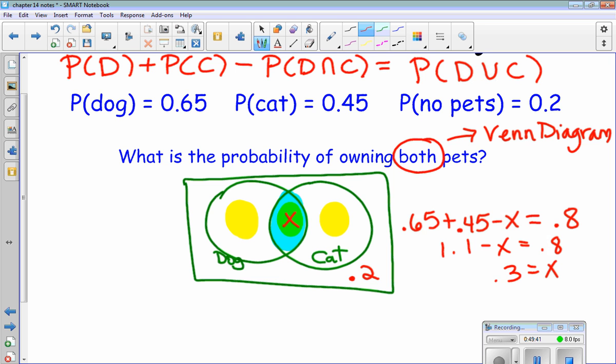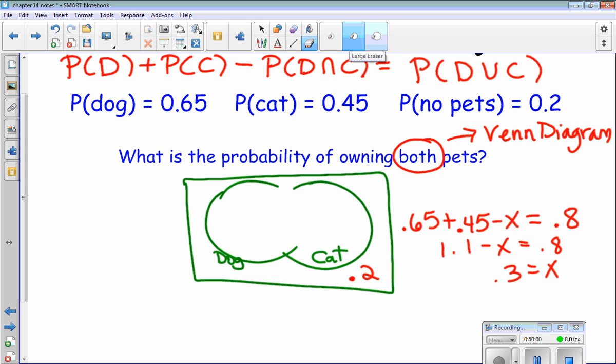So, I've answered the question. What is the probability of owning both pets? 30%. What I'd like us to be able to do is to fill in the Venn diagram as well, because then we can answer some other questions. Like, what is the probability of owning only a cat? What's the probability of owning only a dog? Those kinds of questions. So, let's fill in what we know.